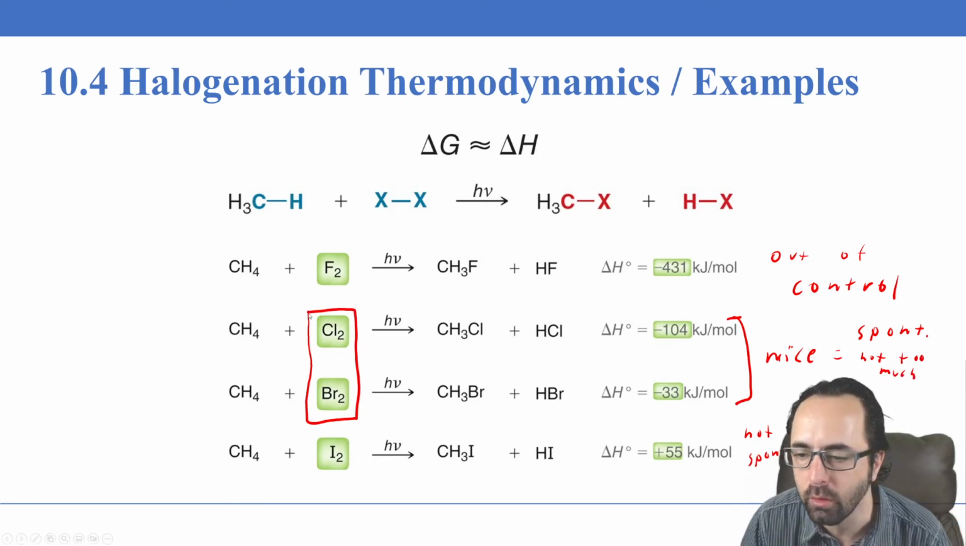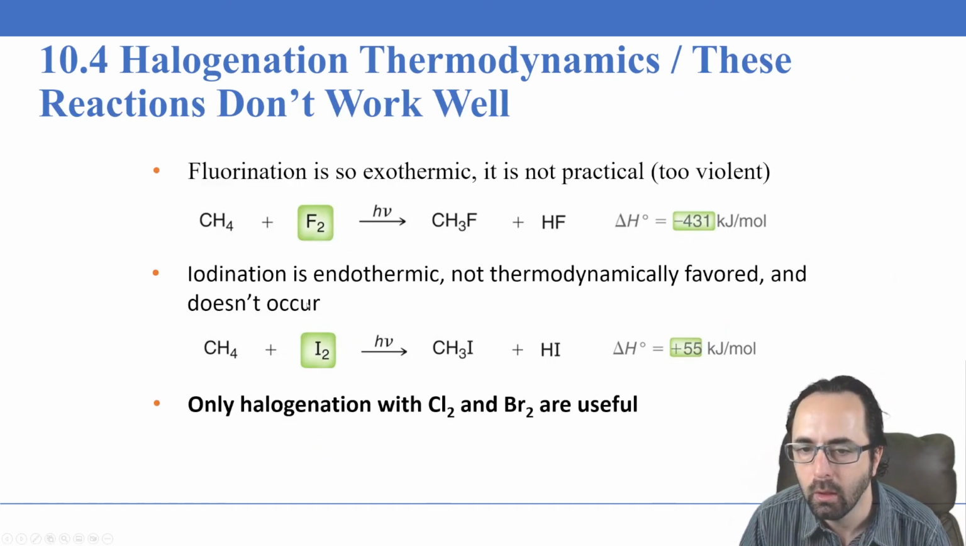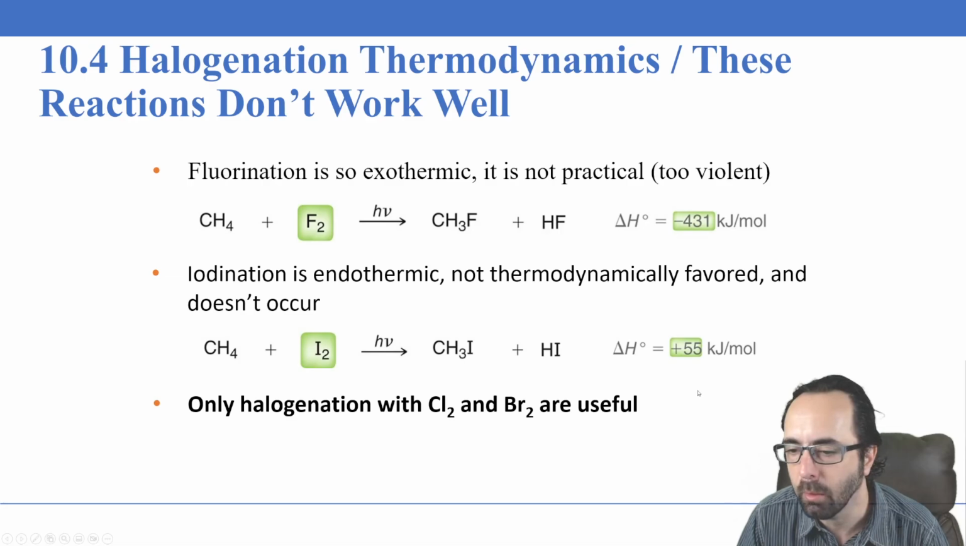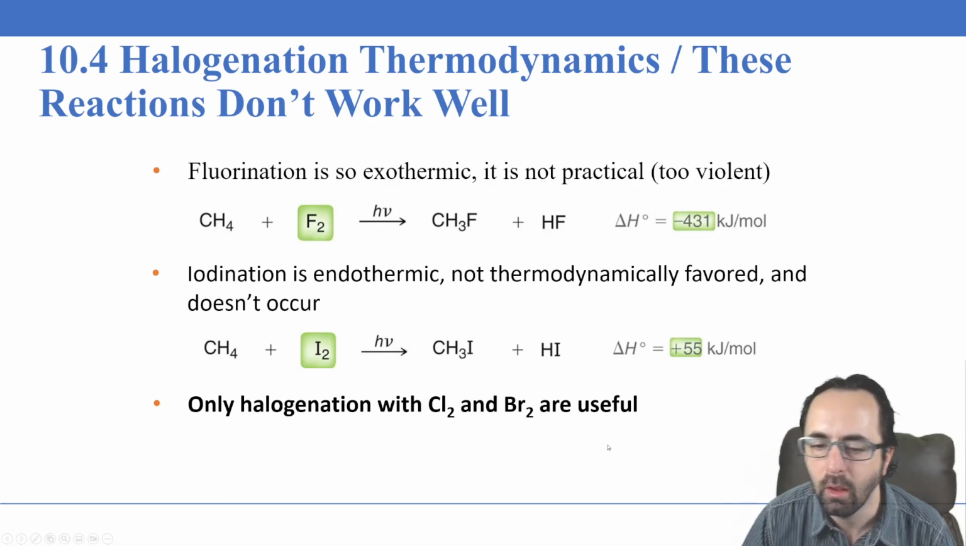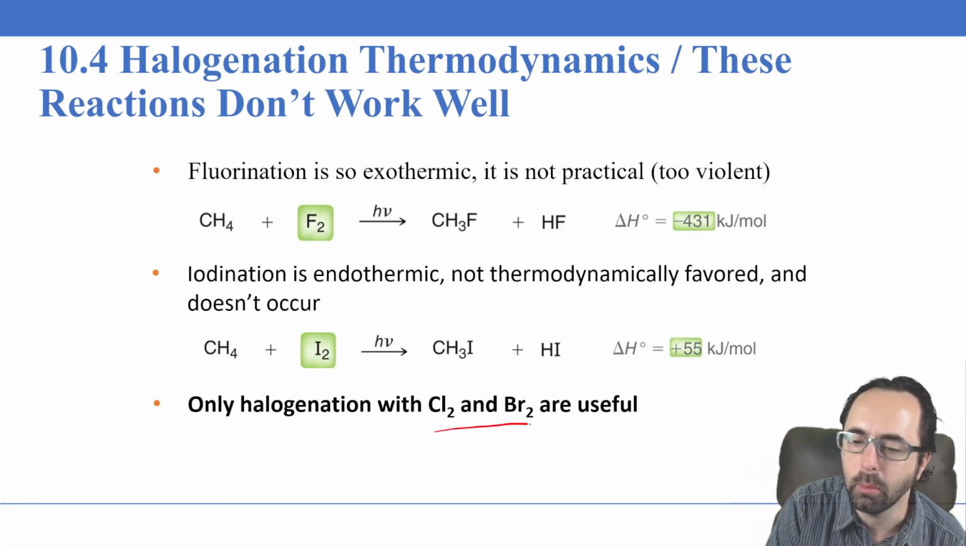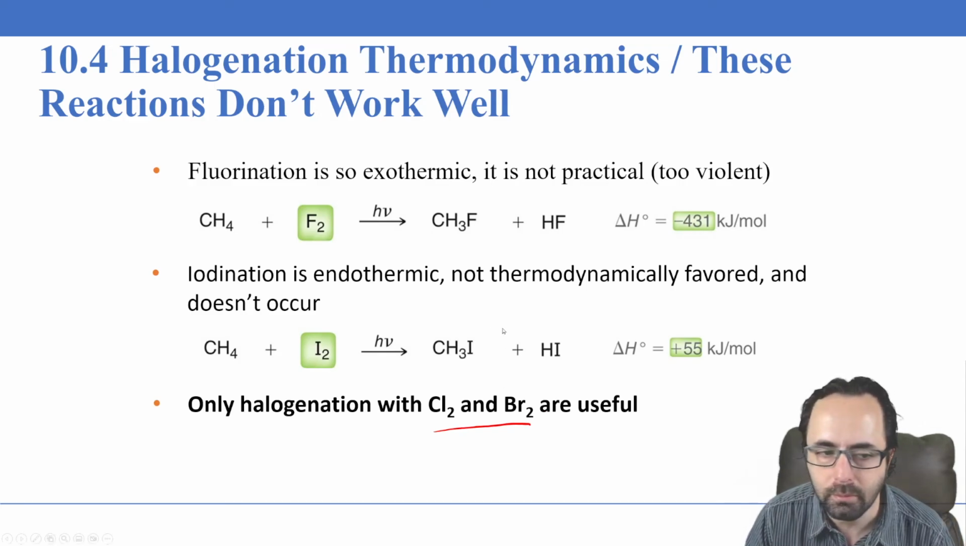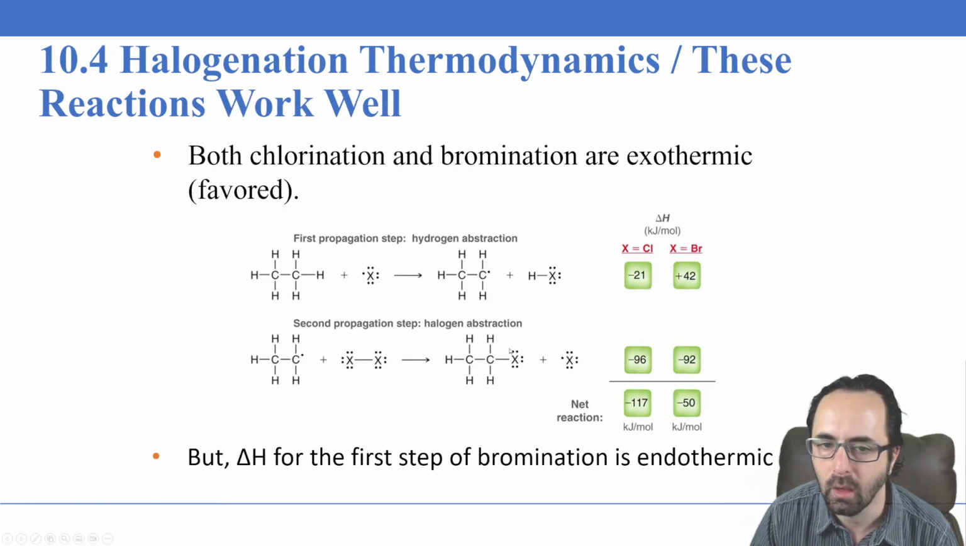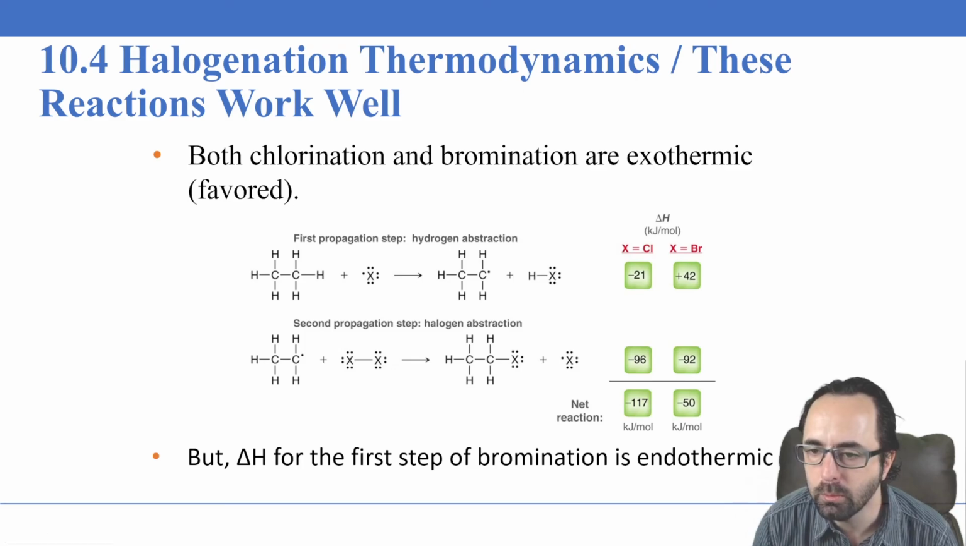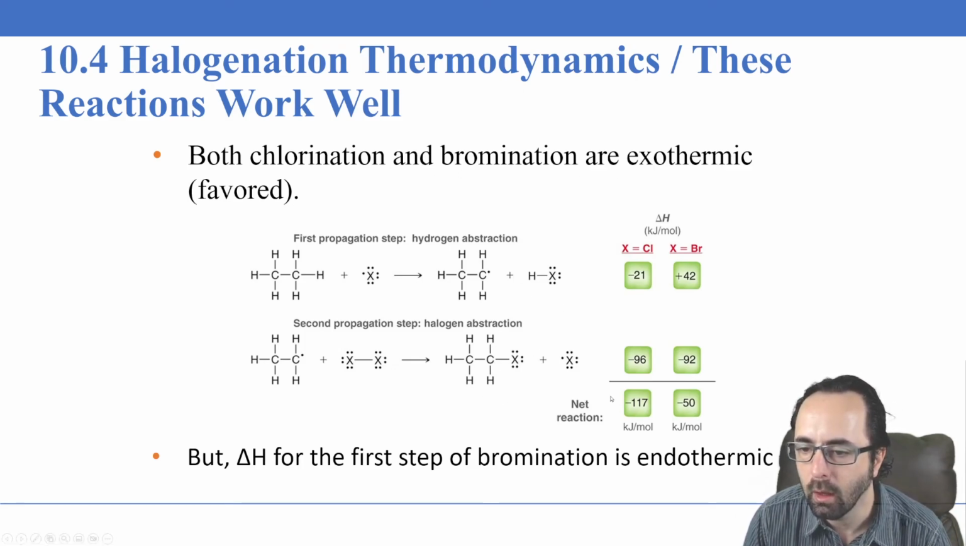So that's what we're going to usually focus on. Fluorination is so exothermic, it's too violent, it's not practical. Iodination is endothermic, so it is not spontaneous. You're not going to get a lot of products. So halogenation with chlorine and bromine are the useful ones. As I said, both chlorination and bromination are exothermic. When we add it up, we have the first propagation step.